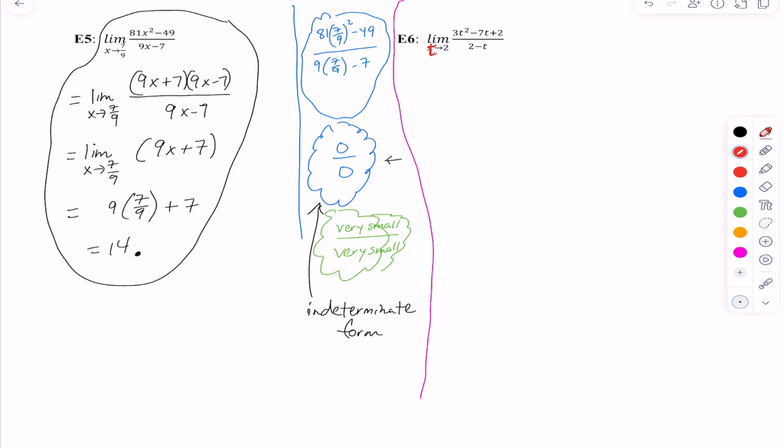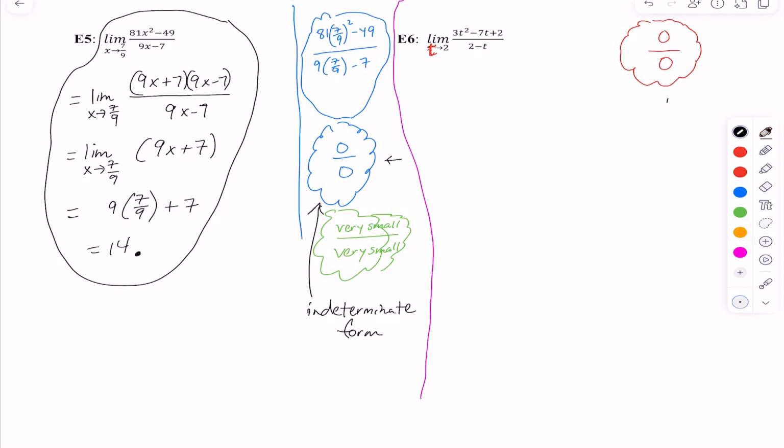We're going to check the numerator. As t approaches 2, what would the numerator approach? Let's see. Looks like it will approach 0. Okay, so it's approaching something very small. So we're going to indicate that with a 0. And the denominator is also approaching 0, or it's approaching something very small. So we have very small over very small.